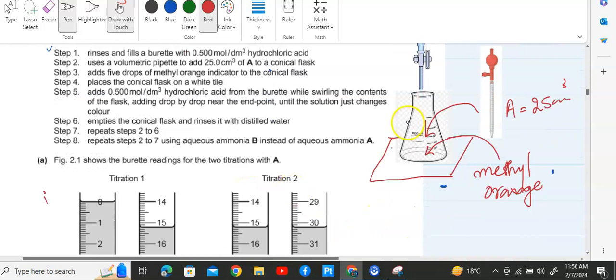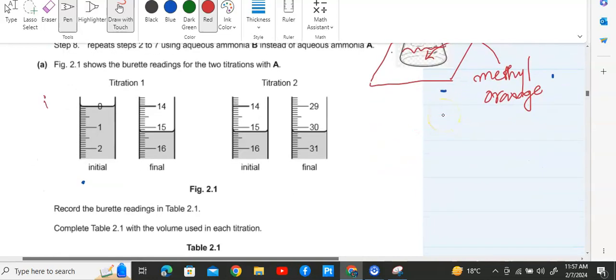Now start the titration. Open the tap, add from the burette and swirl the flask. At the end point, slow down your titration, adding drop by drop from the burette into the conical flask to get the clear end point. Now repeat the titration as in these 6 steps and take the titration results. Now they have given us these burettes, and initial and final readings.